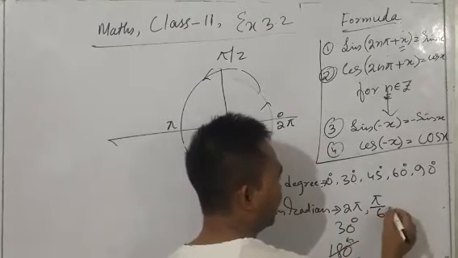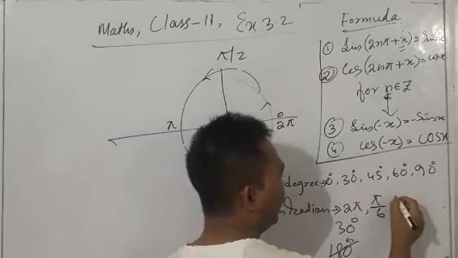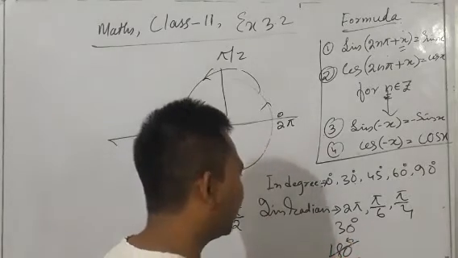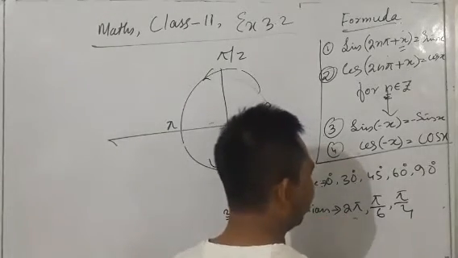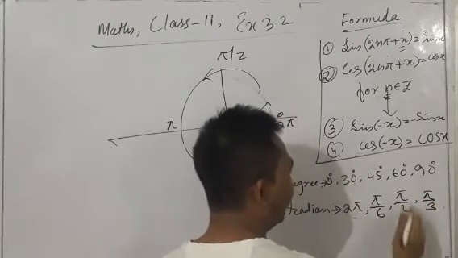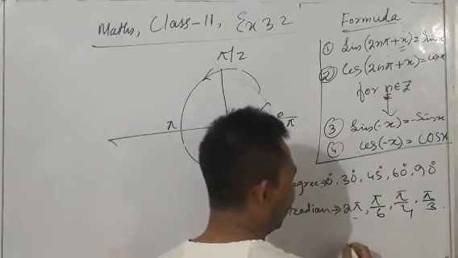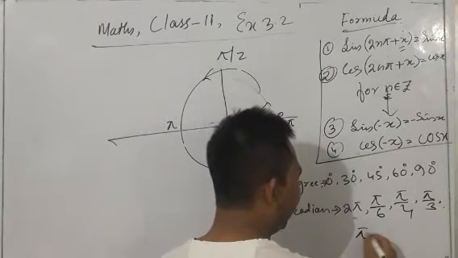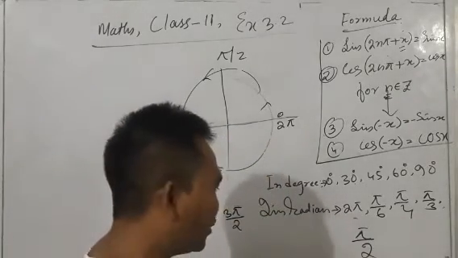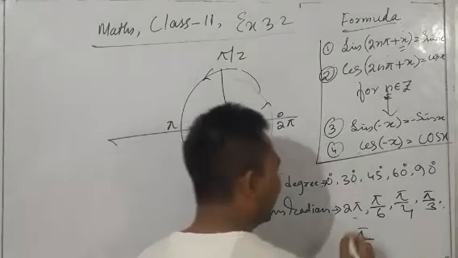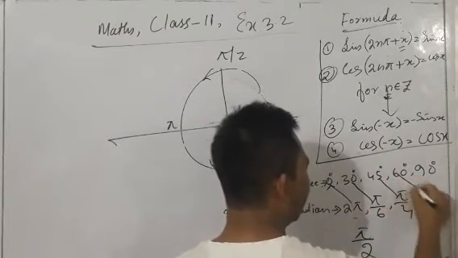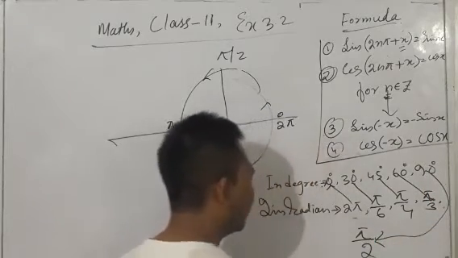Secondly, 45 degree will be pi by 4. Put the value like this, then you get it. Next, pi by 3 will be at 60 degree. And then 90 degree is pi by 2, because pi equals 180, and 180 upon 2 is 90. This is for this, and this is for this.